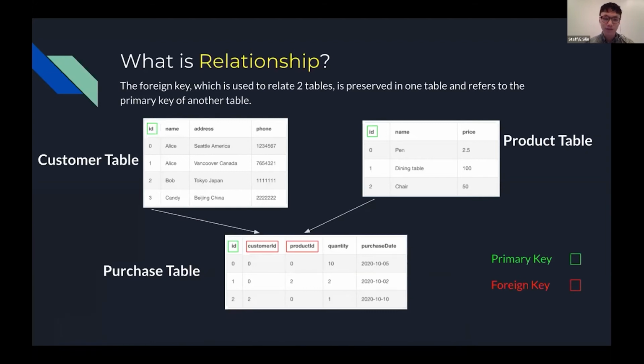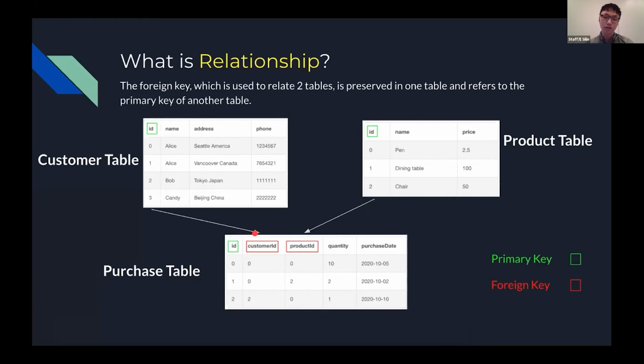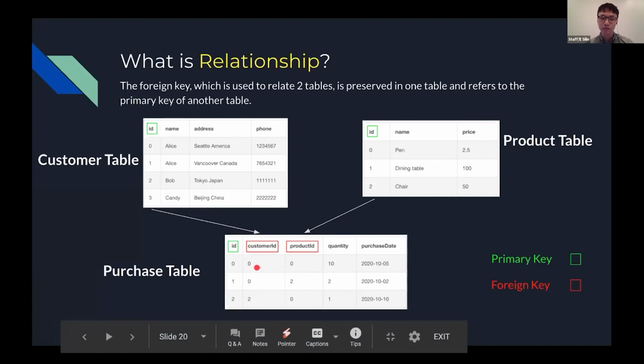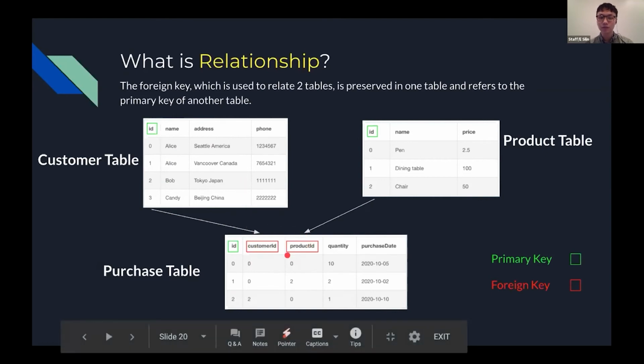So let's take a look at the purchase table. Here we have the customer ID in the red rectangle, and this is a foreign key. It is related to the primary key, the ID, in the customer table. So we know that the number 0 here means the number 0 customer in the customer table, which is Alice in Seattle.